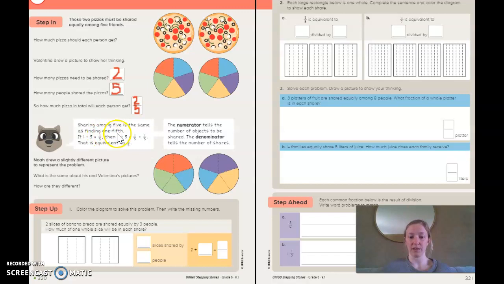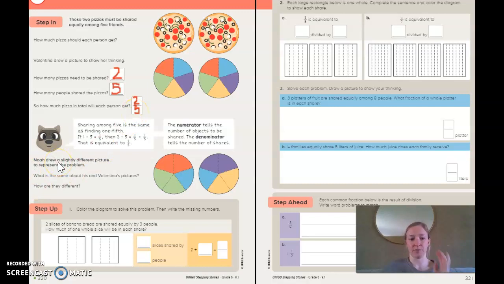Then this little raccoon guy steps in and he says, sharing among 5 is the same as finding 1/5. If 1 divided by 5 is equal to 1/5, then 2 divided by 5 is equal to 1/5 plus 1/5. That's equivalent to 2/5. And then a little trick that they want you to remember is the numerator tells the number of objects to be shared. So how many things are you sharing here? Well, you're sharing 2 whole pieces of pizza, okay? Then it says the denominator tells the number of shares, okay? How many times are you sharing it? Well, you're sharing it with 5 different people. So 5. So 2/5 is your answer to that story problem.